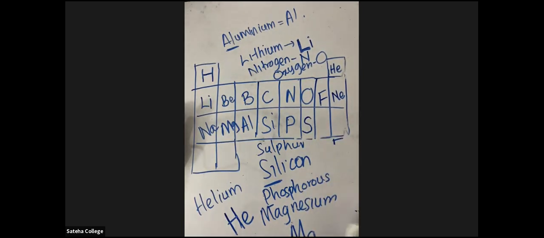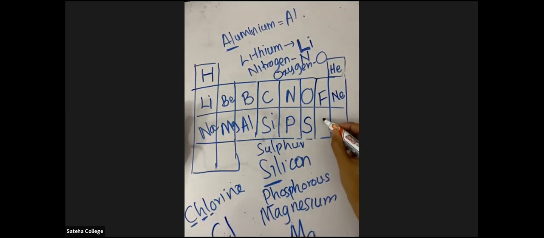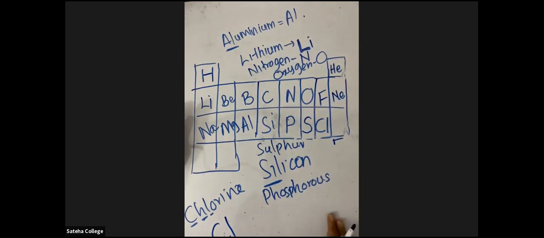Then next one is chlorine. For chlorine, you don't use the second letter. You use the first one and the third one, that is Cl, capital C and simple l. And then next one is argon. Argon, you use the first two letters, Ar.